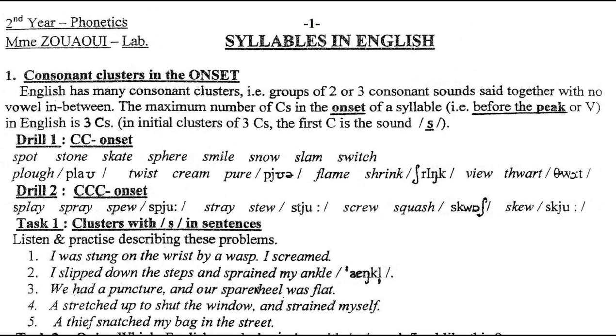Good. Now we move to drill 2, CCC onset, which means an onset composed of three consonants. As we have seen earlier, when an onset has three consonants, the first sound is always an s sound. So I read and you repeat after me. I start.